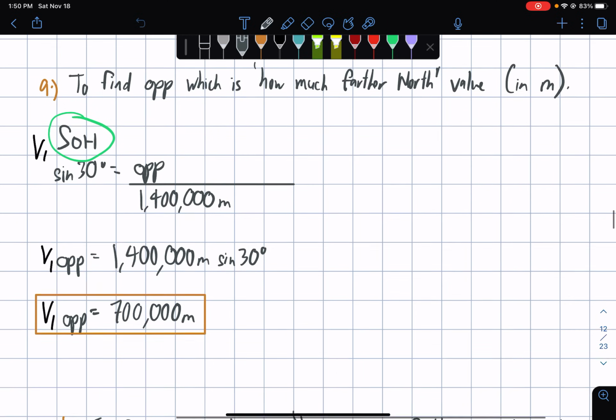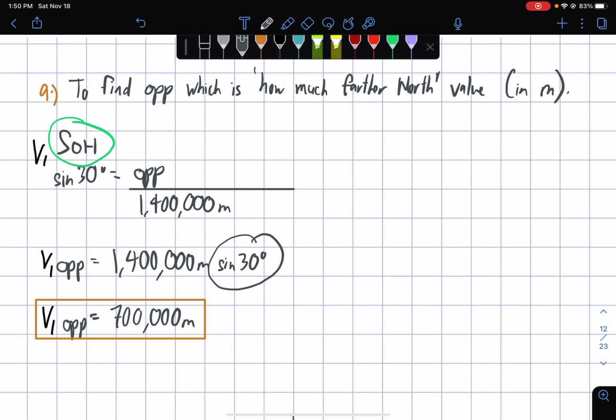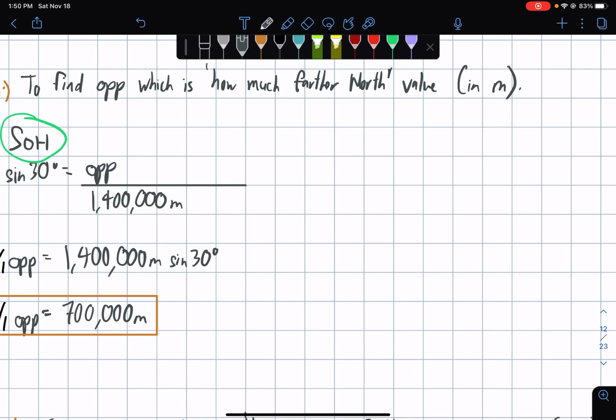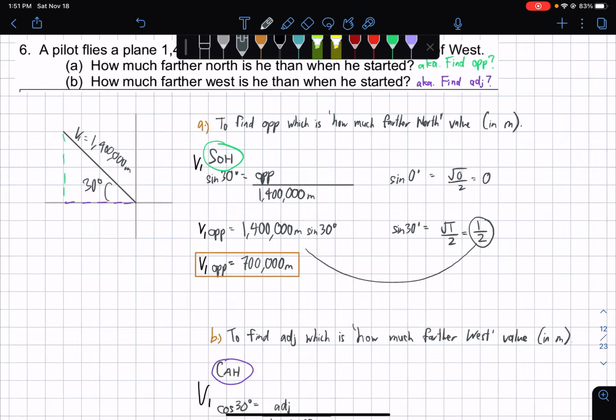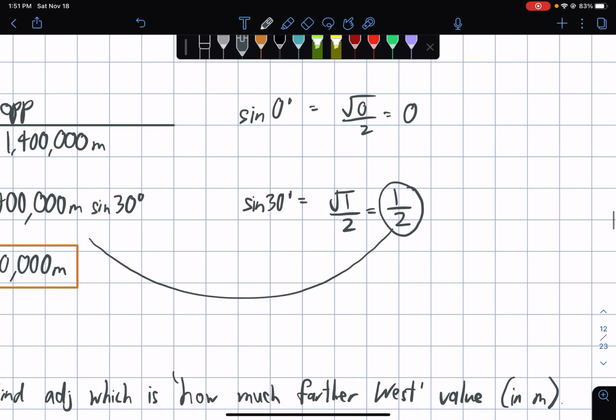There's one technique here. This is also trigonometry or pre-calculus. Sine 30, you don't need a calculator for this. But if I recall correctly, let's say sine 0 is equal to square root of 0 over 2, which is basically 0. Sine 30 degrees is equal to square root of 1 over 2, which is 1 over 2. From there, 1 over 2 times 1.4 million, that's half, which is 700,000. More on this in the following videos. I just learned this skill.